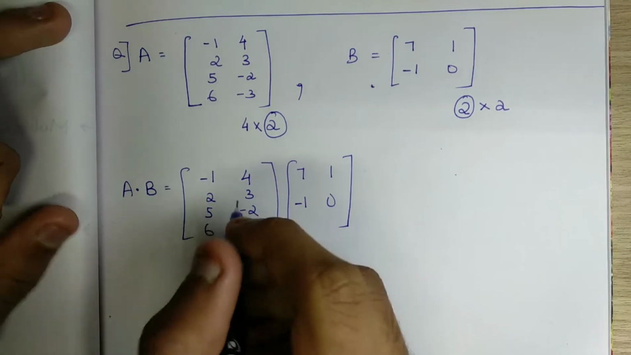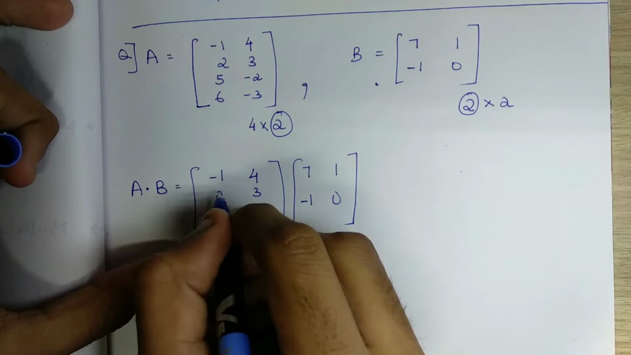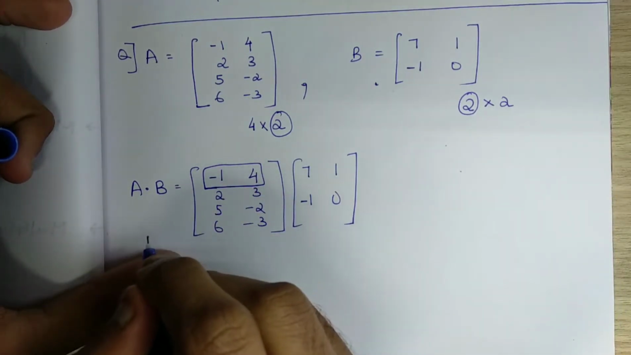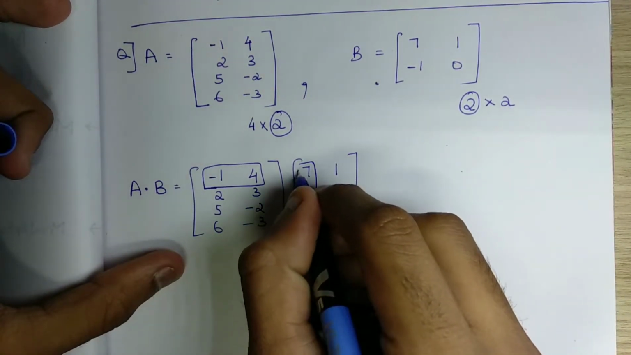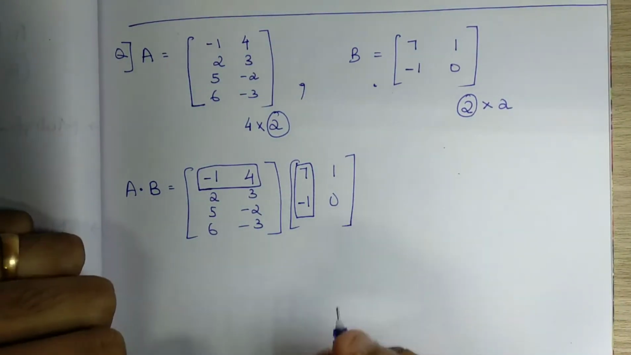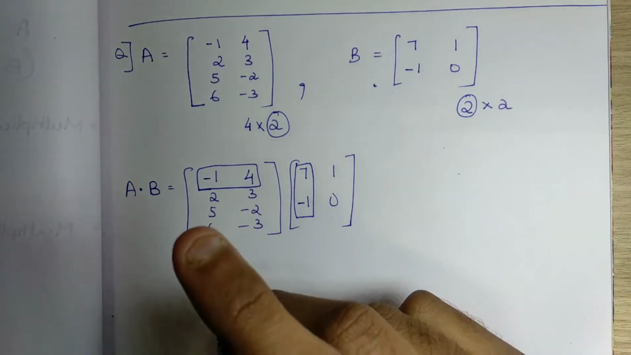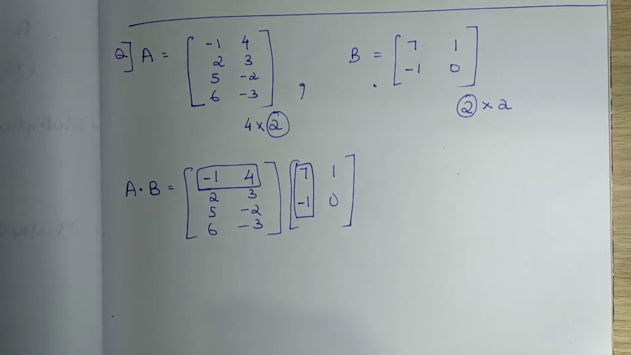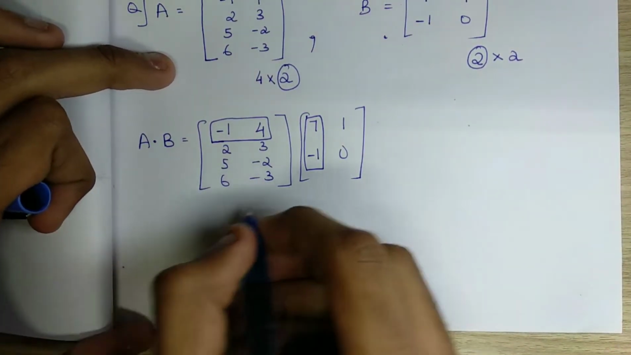Now we multiply the individual elements along the first row of matrix A with the corresponding elements down the first column of matrix B, and then add the results. Now this gives us the number we need to put in the first row, first column in the answer matrix.